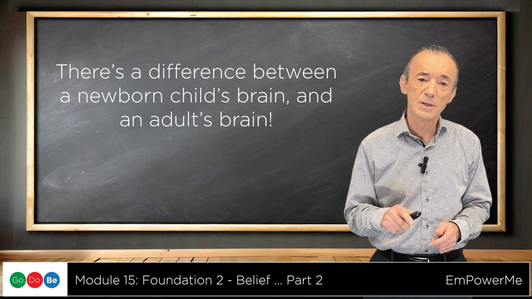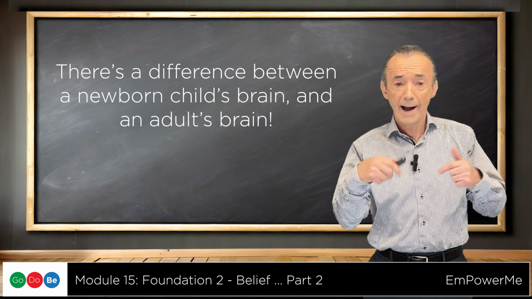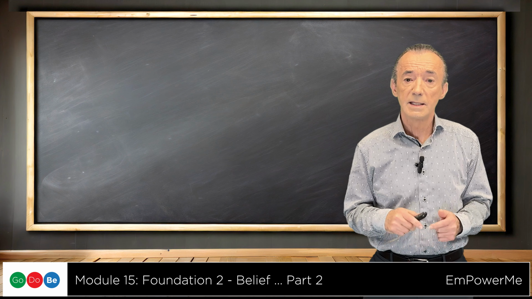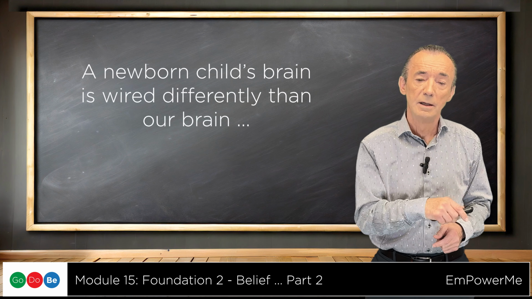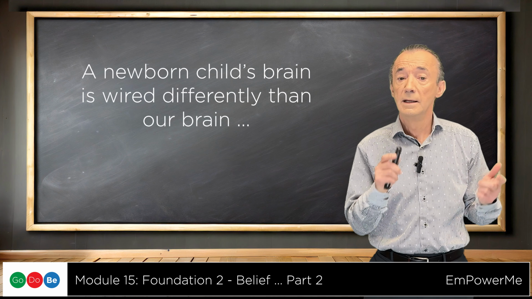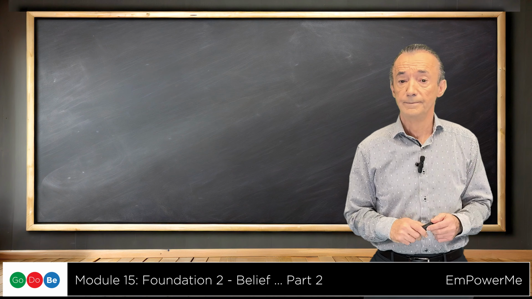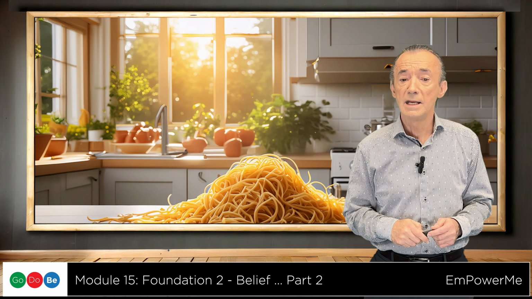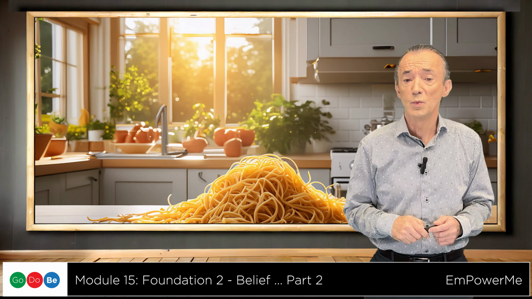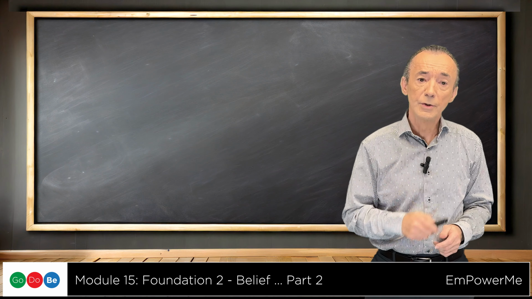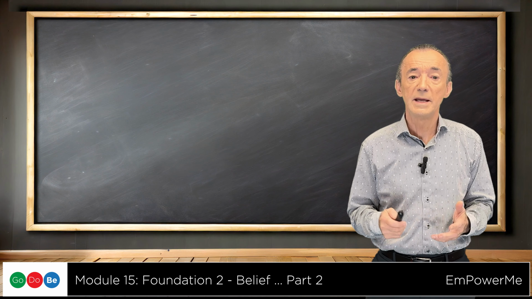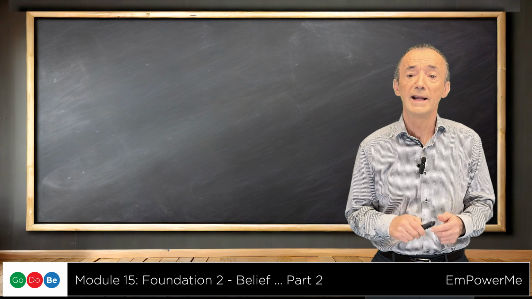However, the big difference between a child's brain and our brain right now is that the neurons in a child's brain are minimally and randomly connected, or interconnected. They are like a bunch of spaghetti noodles tossed onto a plate. It's just one big jumble. Whereas the neurons in our brains are connected based on the experiences that we've had in life.